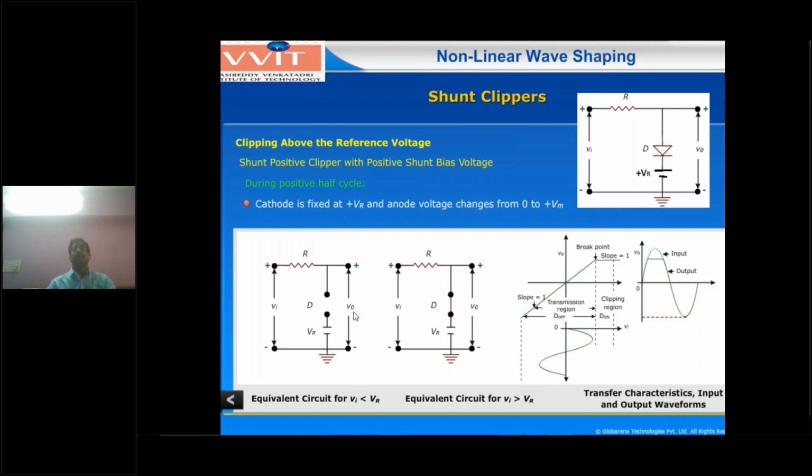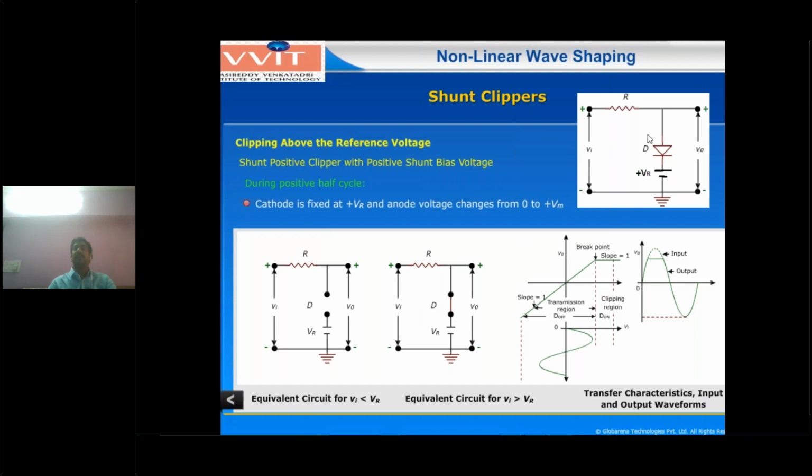Both will be the same. For the same condition, you have to see this one: from the negative peak up to input voltage VR, the reference voltage, V0 equal to Vi, slope equal to 1. Within this portion, input and output are the same. That is, for the input waveform up to Vi equal to VR, reference voltage below, the output waveform and input waveform are both the same. Whenever input voltage Vi is greater than VR, that is the second case.